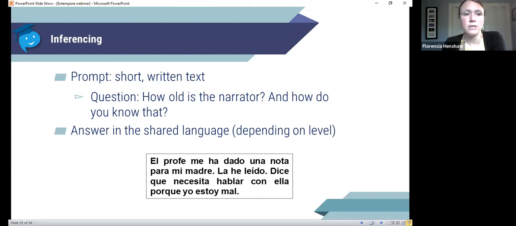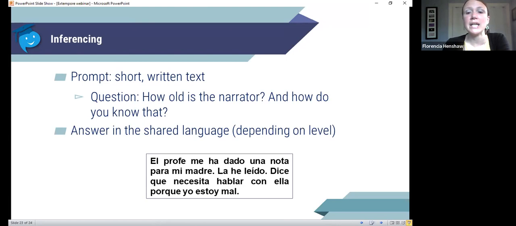And so you can give them a short written text. So the example that I have here just says, the professor gave me a note for my mother. I have read it. He says that he needs to talk to her because I'm not doing so well. So what can you deduce about this narrator? How old do you think the narrator is? How do you know how old the narrator is?